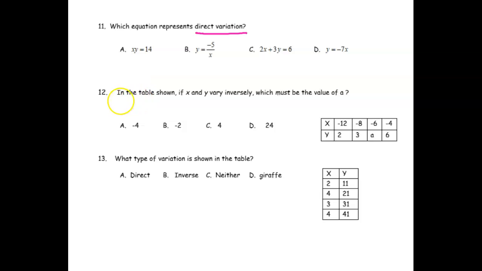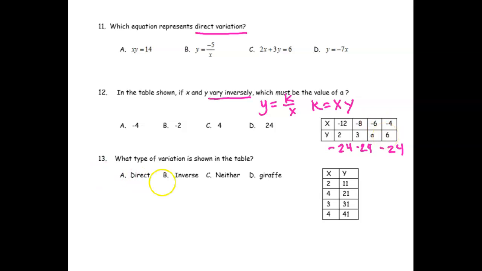Okay, 12, the table shown. So when we've got tables, if x and y vary inversely, what must be the value of a? If we look at an inverse variation, remember y is equal to k divided by x, which means your k, as a literal equation, is equal to x times y. So if I multiply all these, I get negative 24. So you can see the a value would just be what times negative 6 would be negative 24.